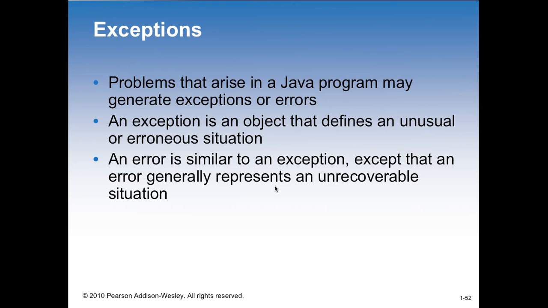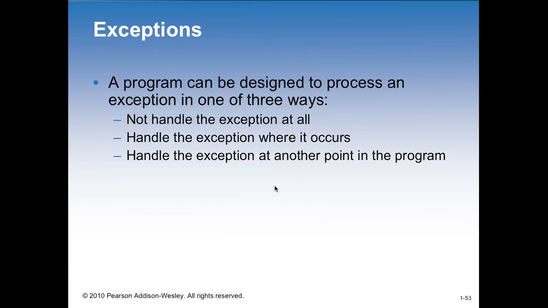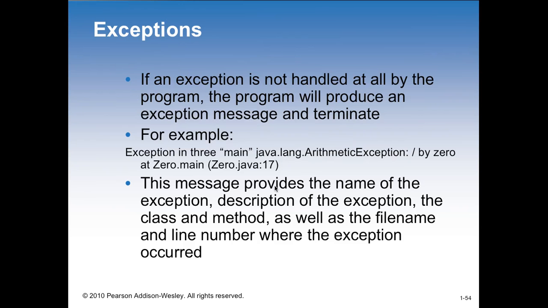So with an exception, if you throw in exception handling, you can put in a handler to deal with it. So programs can be designed to process the exception in one of three different ways. This is kind of some generic programming methodologies for you. Not handle the exception at all. Don't even catch it. Don't even worry about it. Just let it go, which is not safe for the program, essentially. Handle it when it occurs. Handle it at another point in the program.